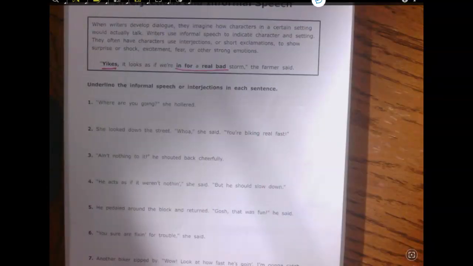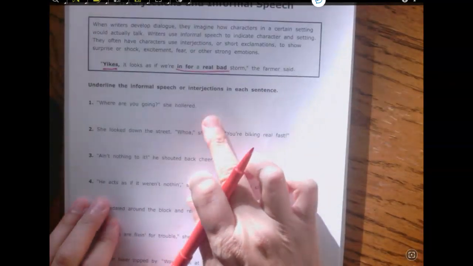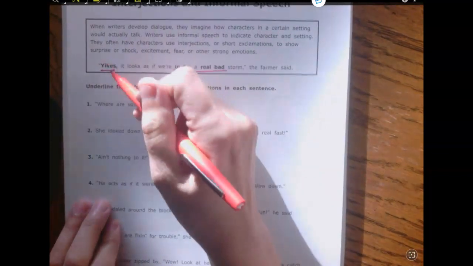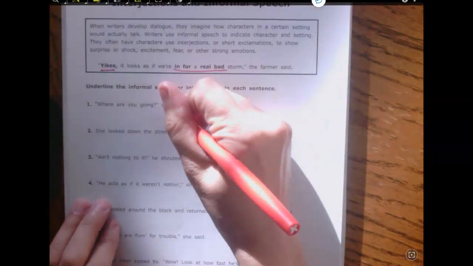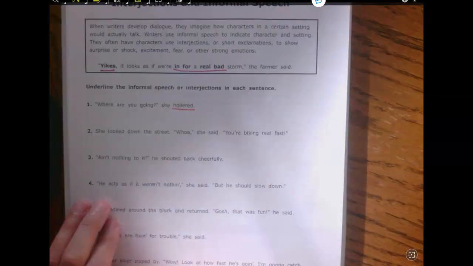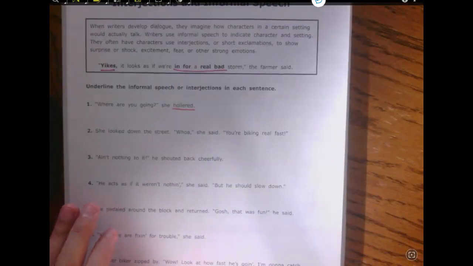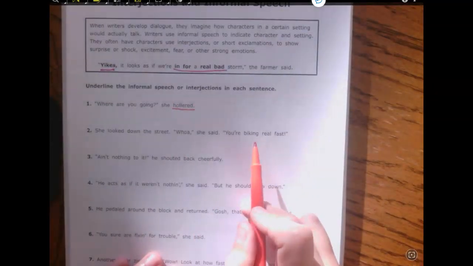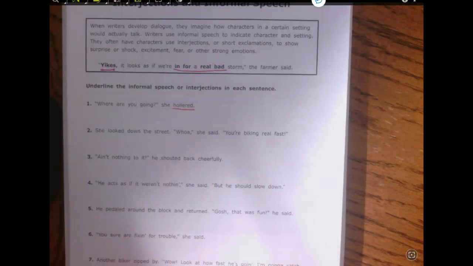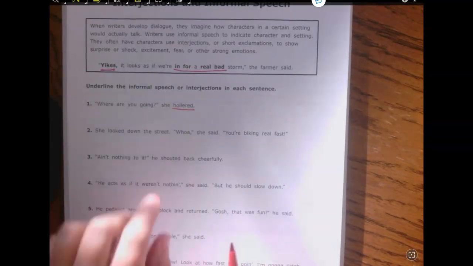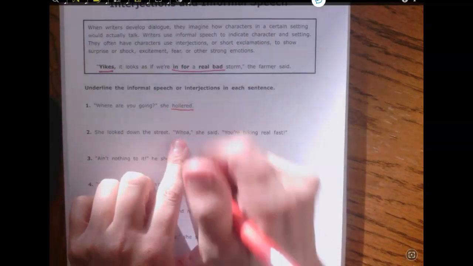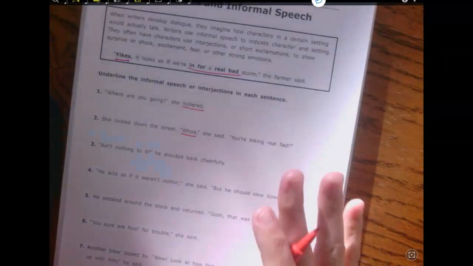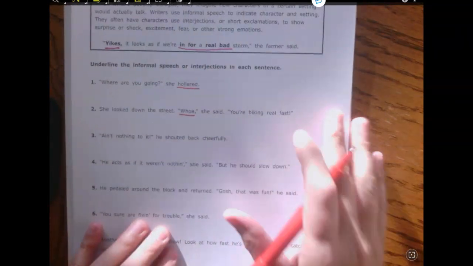All right, were you able to identify where the informal speech is in this particular sentence? It's not an interjection because they're not shouting out anything, but it's right here. She hollered. Okay, it's different. We don't usually say hollered. She shouted, she screamed, she yelled, that kind of stuff, but hollered, not quite. All right, what about on number 2? She looked down the street. Whoa, she said, you're biking real fast. Okay, so we have an interjection right here because they're shouting, whoa, you're biking real fast, so that's in surprise.